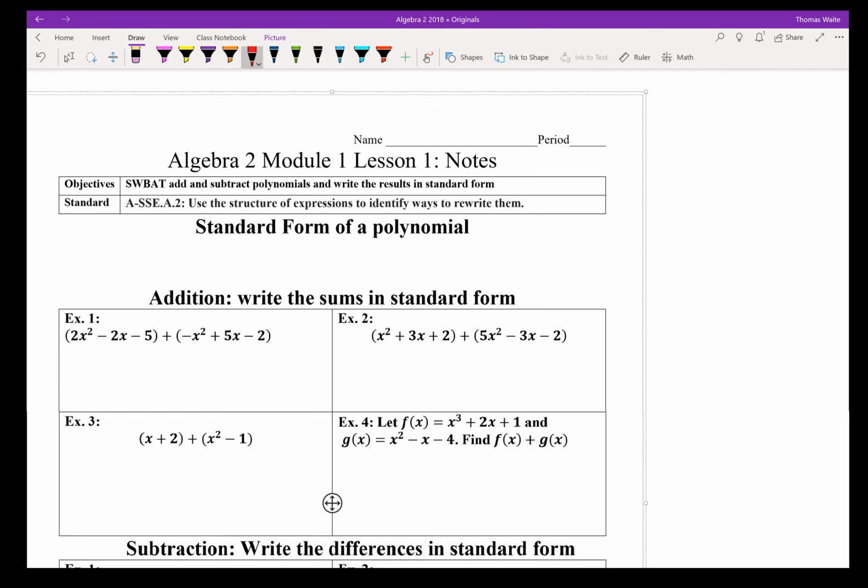Here's our objective for the lesson. We're going to be able to add and subtract polynomials and write our results in standard form. So we'll talk about all those things. We'll walk through notes on this front side. On the back side, there are 10 problems to practice.